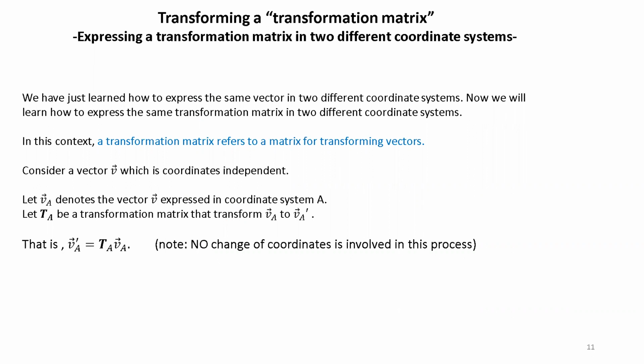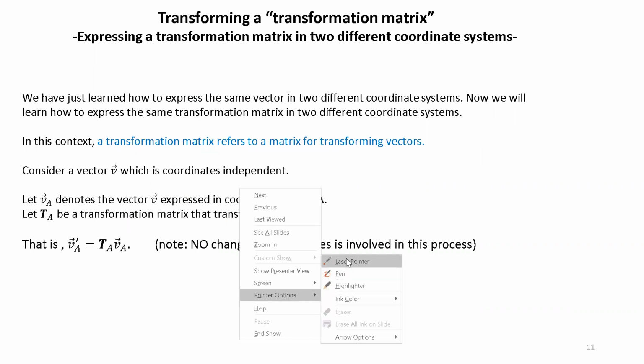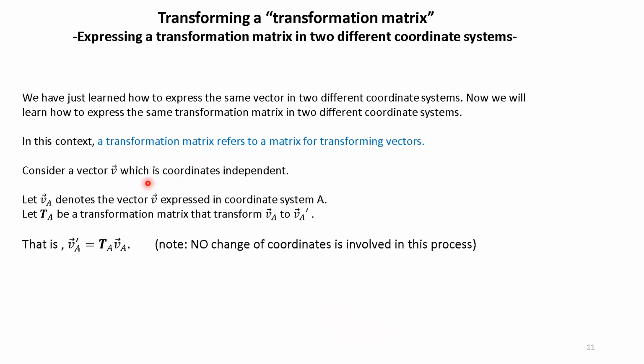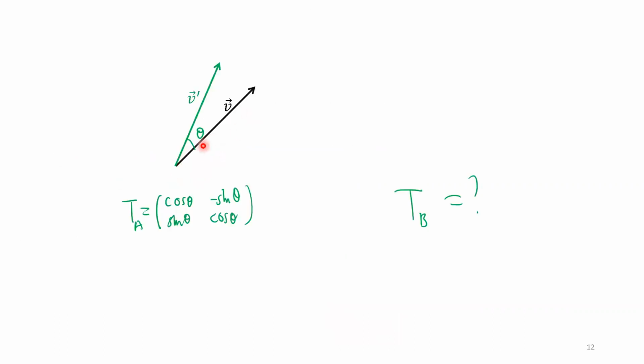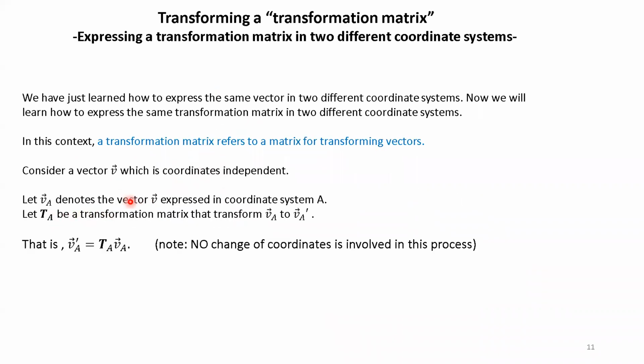So the rotation of this vector is something you have in mind. That's good. It doesn't have to be a rotation; it can be other things. But let's say in general I have a vector v that is coordinate independent. Now I put this vector v in this coordinate system A, and I denote this as v subscript A. And I denote T_A to be a transformation matrix that transforms this v_A to v_A prime.